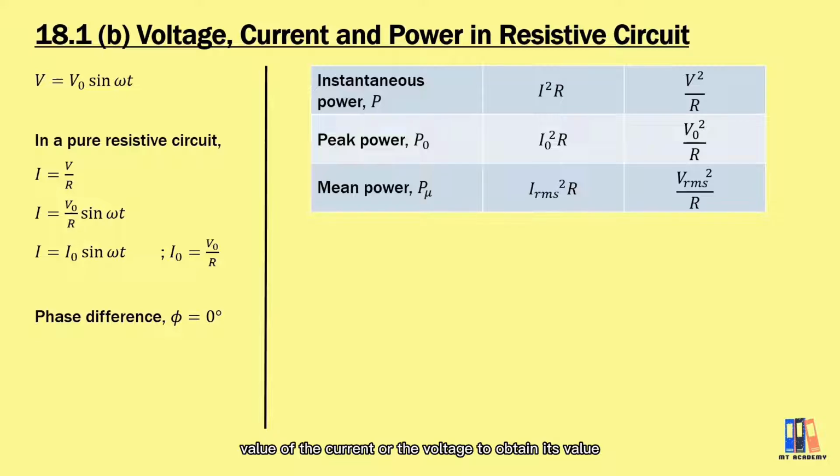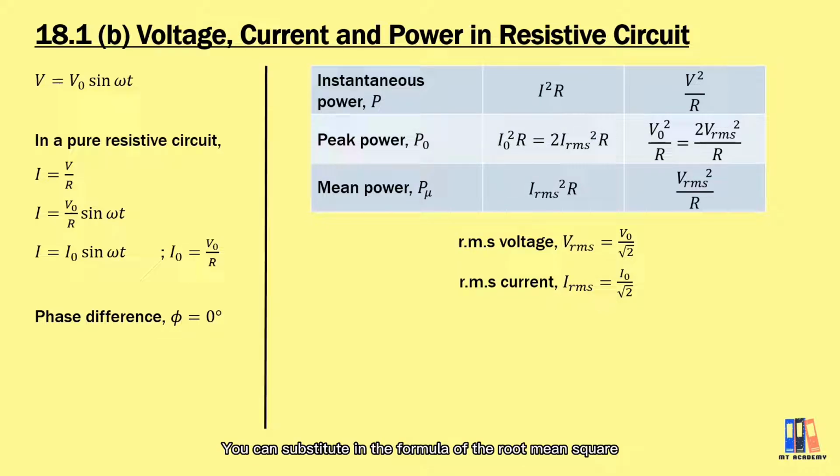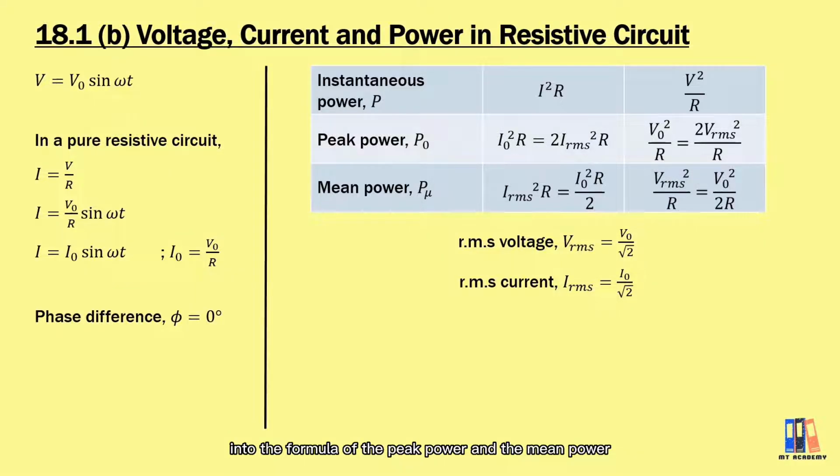Besides this formula, we also just learned that the root mean square value of a sinusoidal waveform is given as the peak value divided by root 2. So you can substitute the formula of the root mean square into the formula of the peak power and the mean power to obtain another expression for each of them. So the derivation is quite simple. I will leave the formula here for you to do your own self-study. If you have any questions, you can leave it in the comments section.